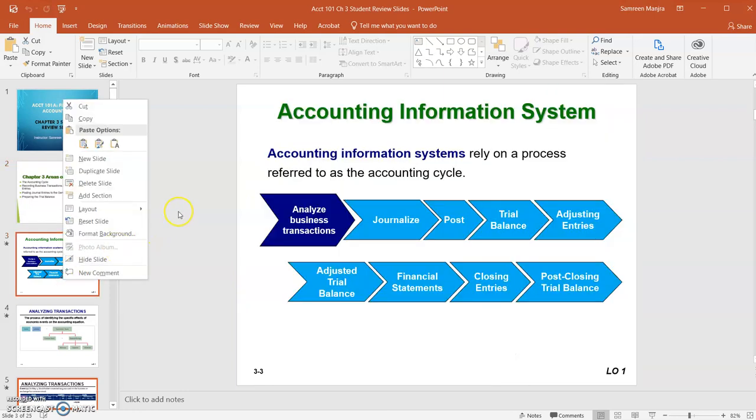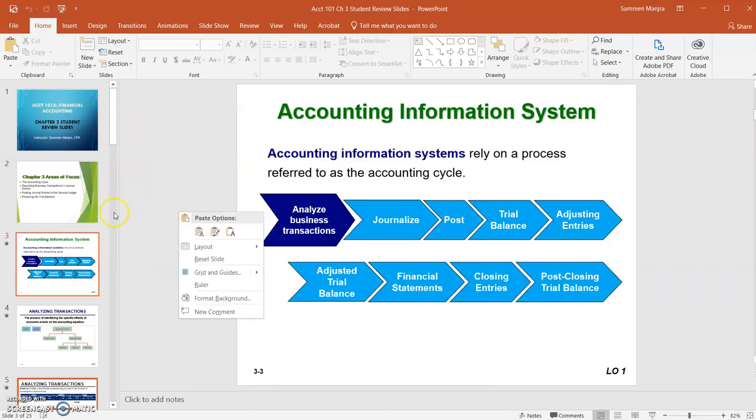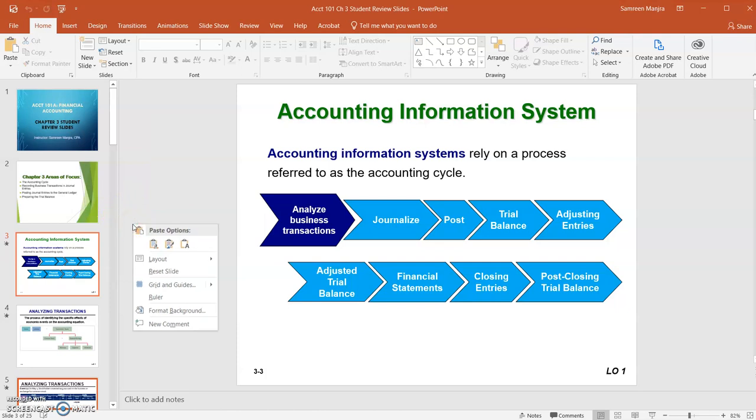So an accounting information system is the process that we utilize to analyze business transactions, and eventually through this process we're going to be preparing financial statements and preparing our accounting records for the next accounting period. So the very first part of this process is to analyze business transactions.